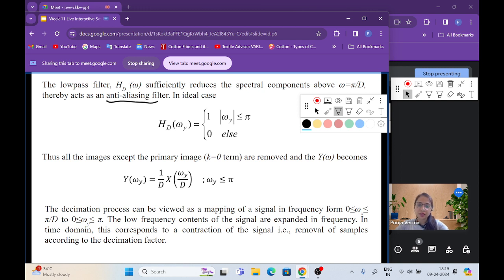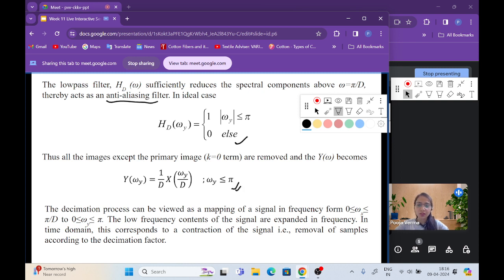In the ideal case, it is written as S_D of omega_y is equal to 1, where mod of omega_y must be less than or equal to pi, or 0 otherwise. So for all the images except the primary image at k equal to 0, the terms are removed, and Y of omega_y becomes 1 by D times X of omega_y by D, where omega_y must be less than or equal to pi.